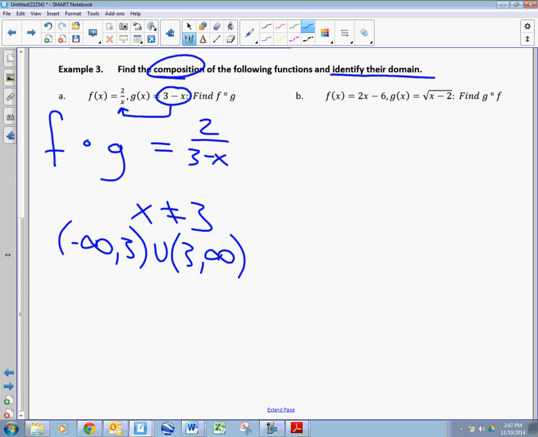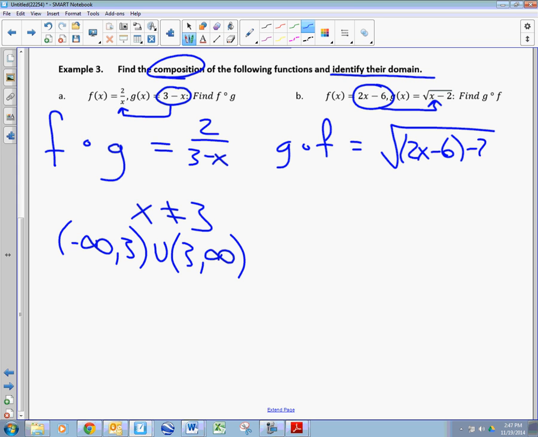Awesome. Great. G of f, I will take what f is, 2x minus 6, and I'll plug it right in there. And what we get is the square root of the quantity 2x minus 6 minus 2. Can I simplify that? 2x minus 8.